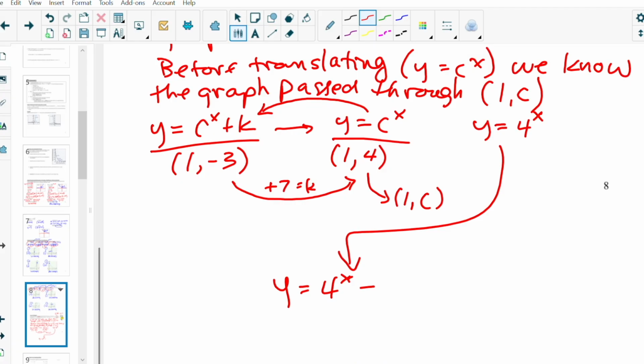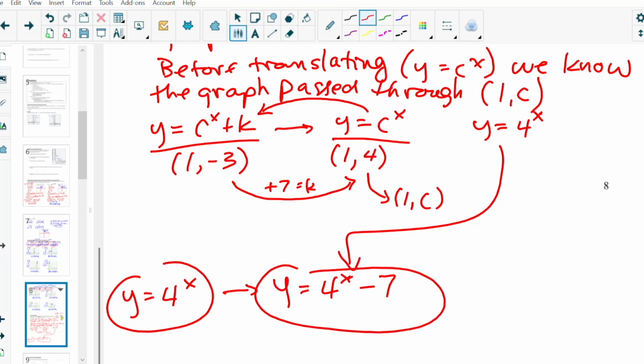And then finally, if we translate 7 units down, this is a bit of an advanced problem. We haven't gone through transformations of exponential equations yet. That's next lesson, but this should make sense. 7 units down, well, y equals 4 to the x, and then I'm going to do a minus 7 for my k value. If you graph y equals 4 to the x, and then graph this, you can check the point (1, -3) and the point (1, 4) using the trace function, and you'll see that it is translated 7 units down.